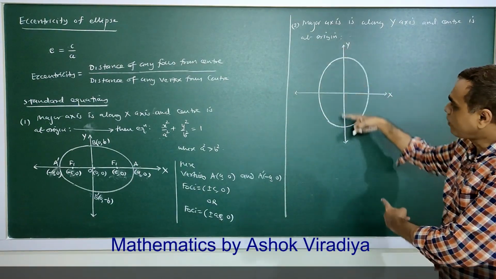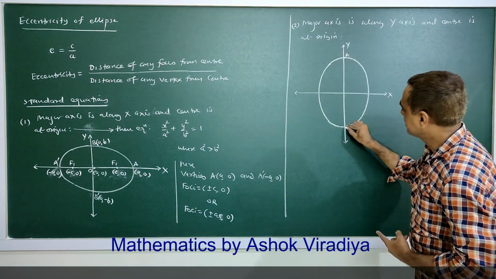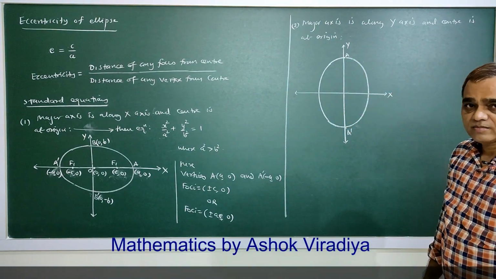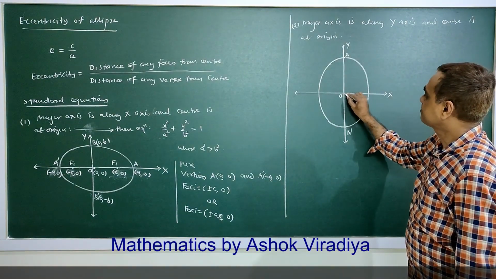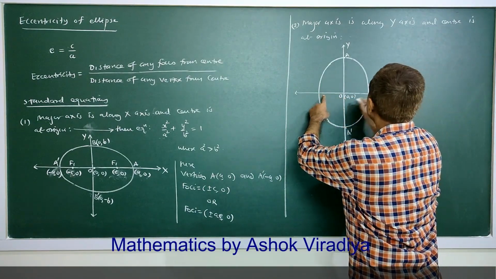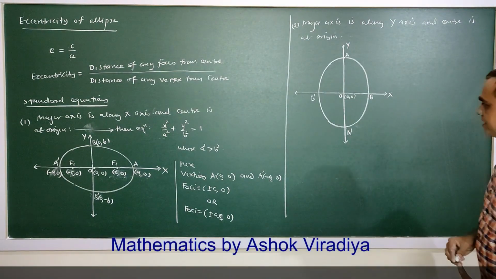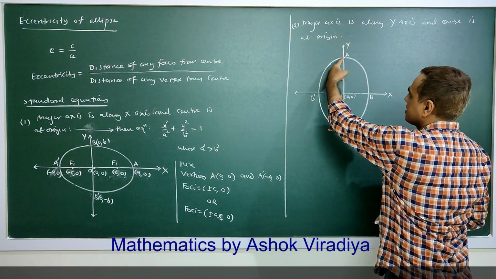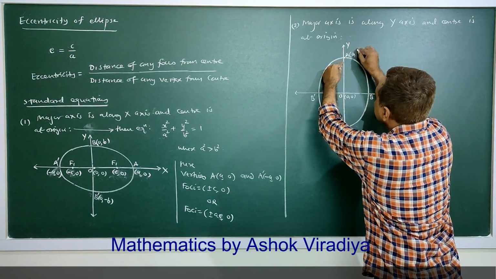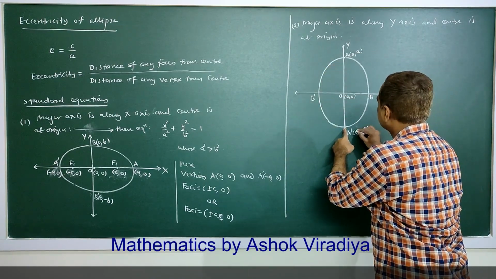Major axis is along the y-axis. Ends of major axis, A dash, these are the vertices. This is the center. This is the minor axis, B dash. We always take the distance of the vertex from the center as A. This distance is A. So coordinates of A are (0, A). Coordinates of A dash are (0, minus A).